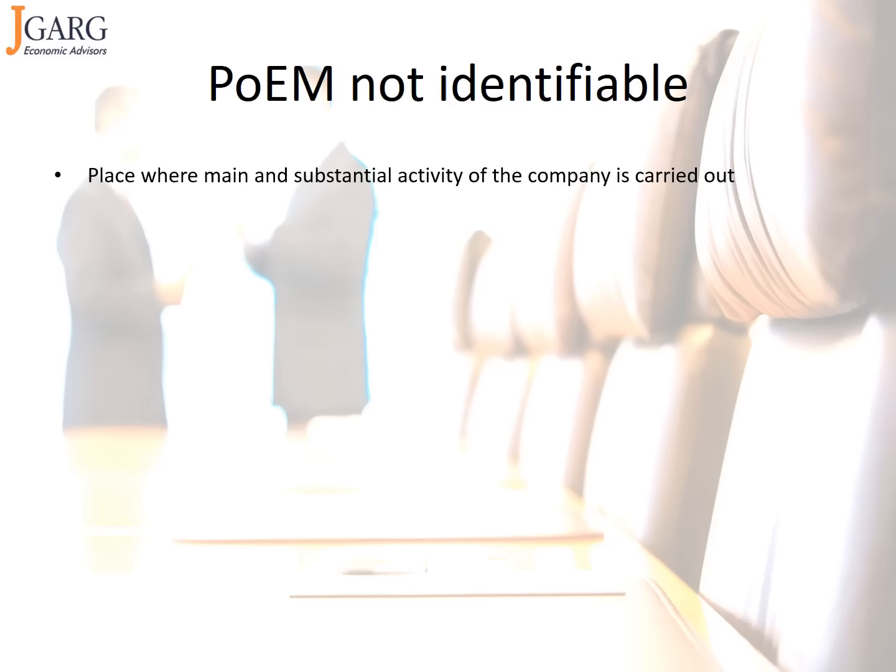By substantial activity, it nowhere says substantial activity means turnover or sales. Substantial activity could also mean the operations. So this bullet needs to be watched out. Then another thing is the place where accounting records of the company are kept. Wherever you are keeping your accounting records, that place again is very important. But these two bullets come into the picture only when, by following the general guidance, one is not able to decide PoEM, that is place of effective management.